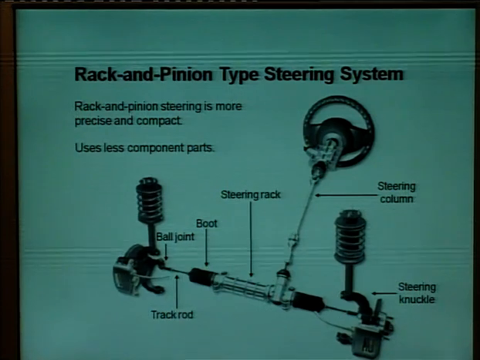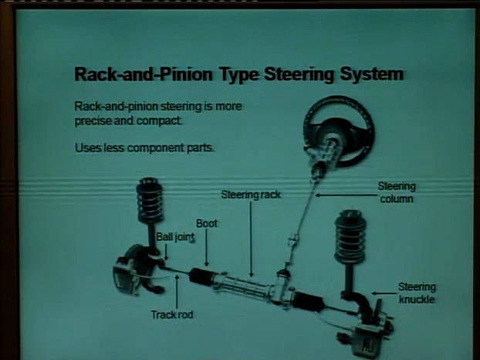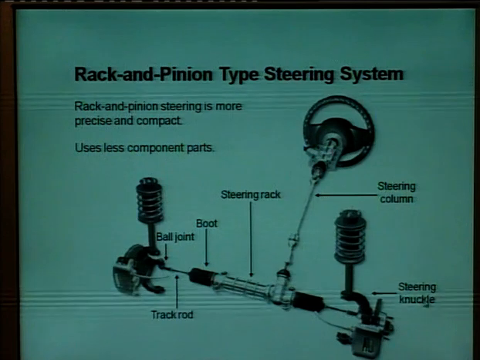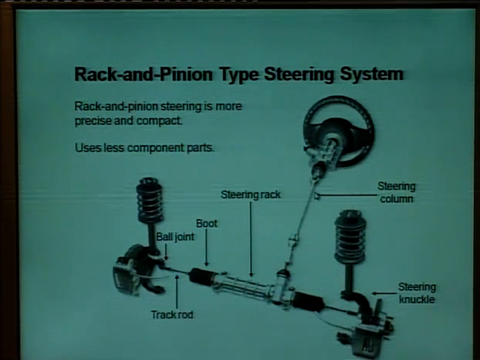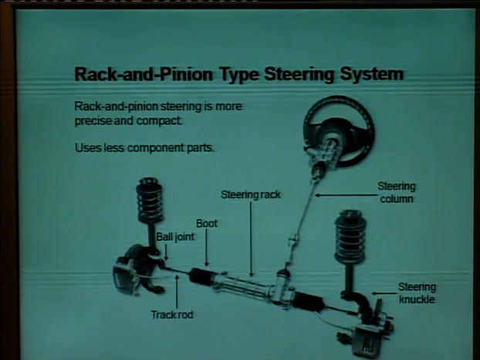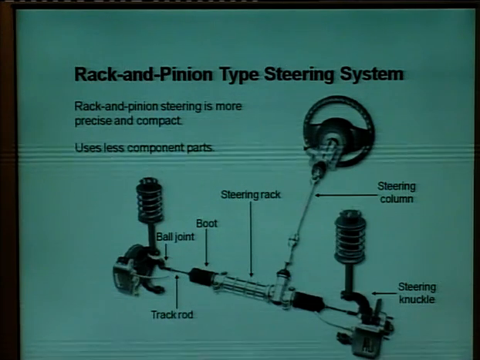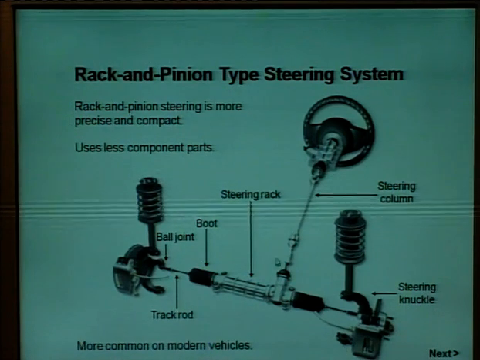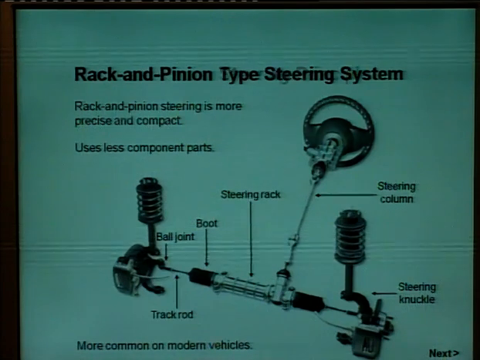This is the steering column, steering rack. This is known as the boot. These are known as ball joints. These are two track rods. These are the steering knuckles, and this is the steering column. So, there are fewer component parts in rack and pinion type steering systems. It is the most commonly used on modern vehicles. All the modern vehicles use rack and pinion type steering systems.